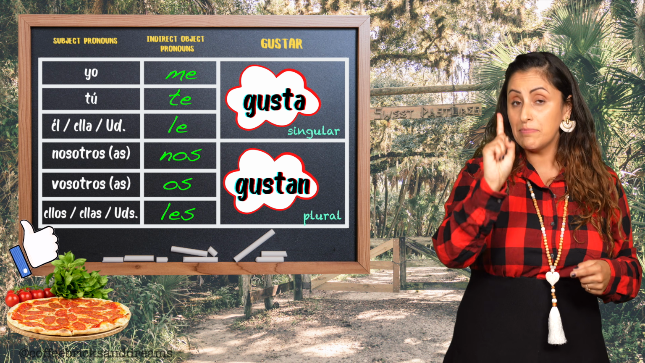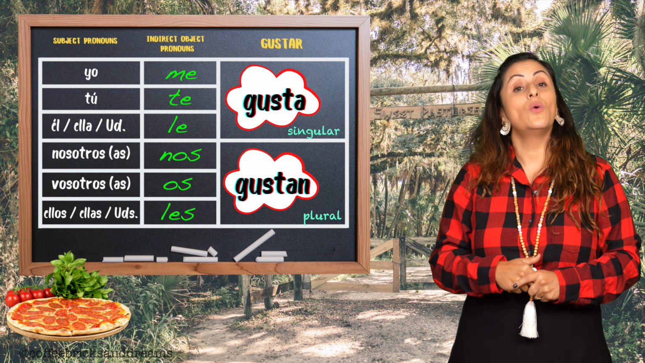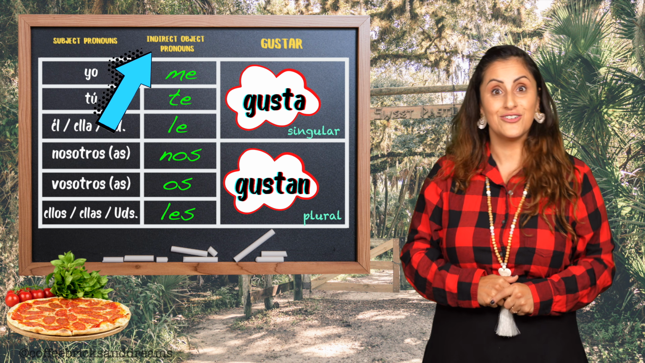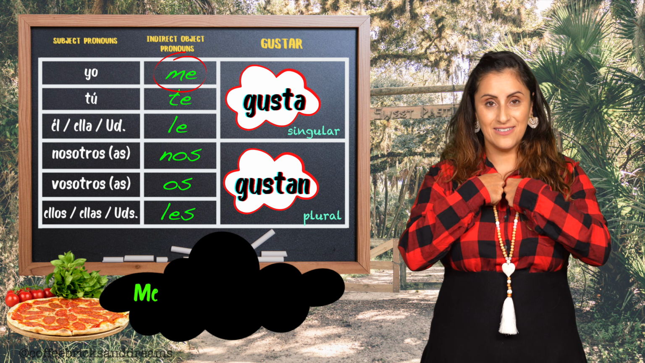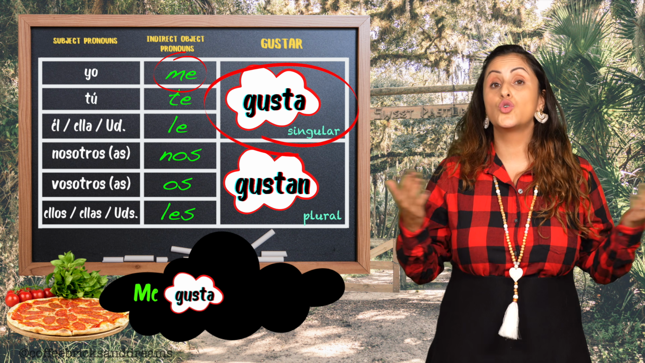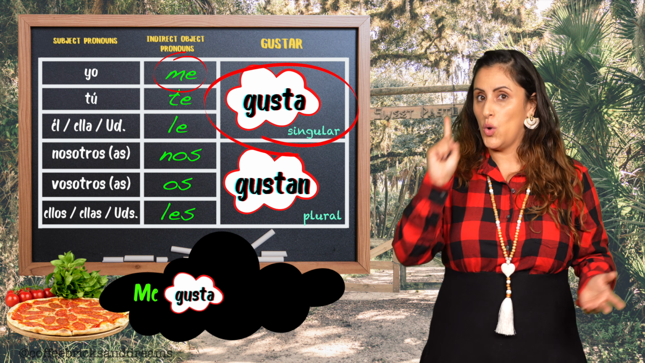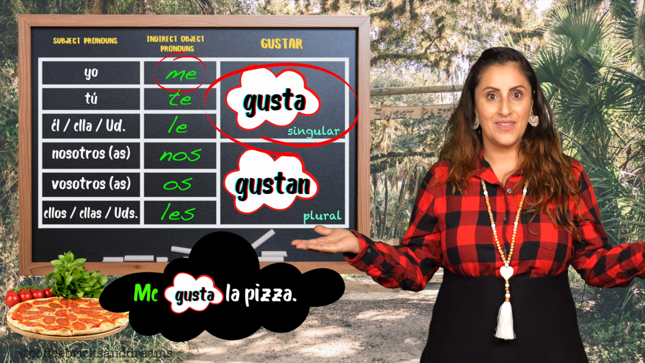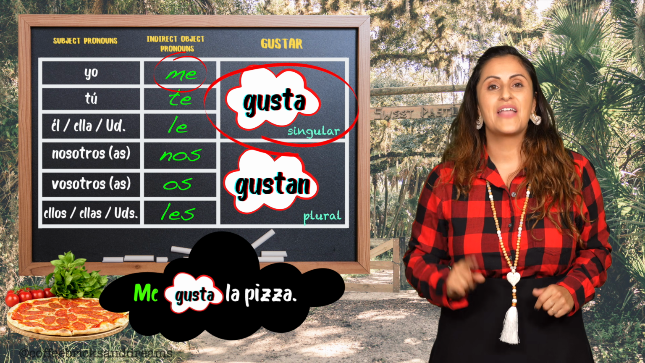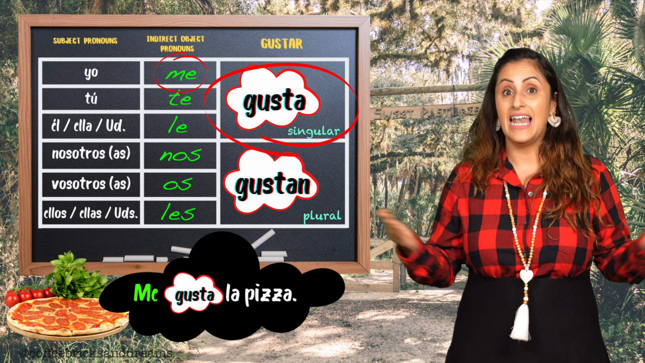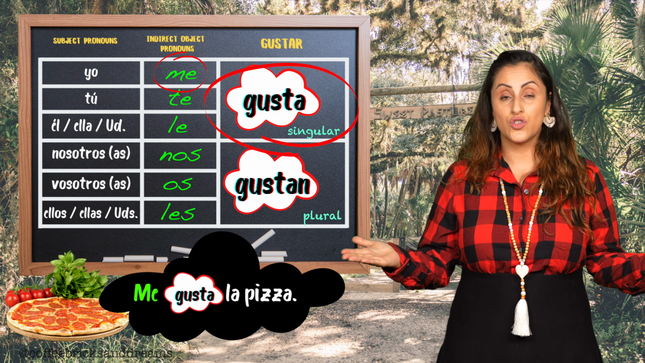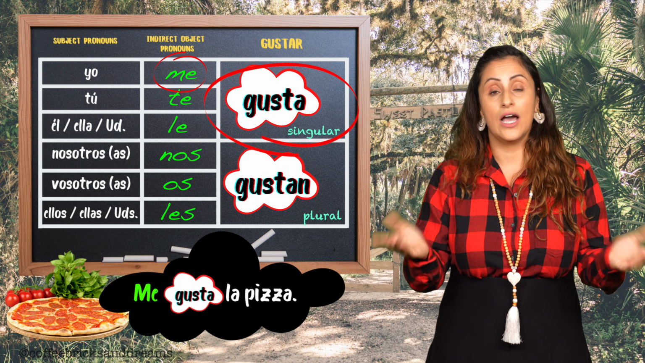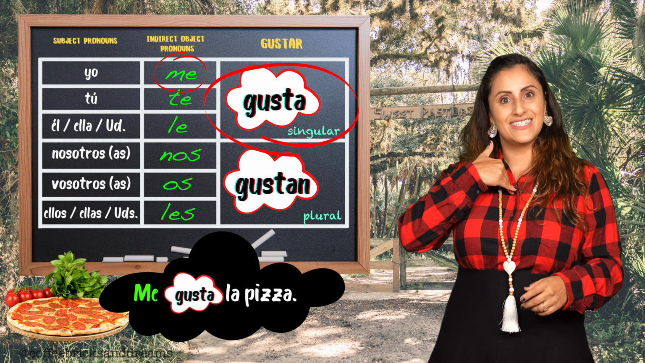Okay? One pizza. So I'm going to start with my indirect object pronoun, me. Then I'm going to say gusta because we're talking about one pizza. And then I'm just going to add la pizza. So let's put it together. Me gusta la pizza. I like pizza, or pizza is pleasing to me.